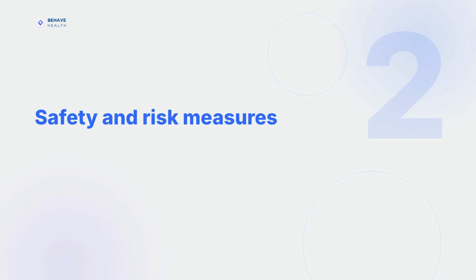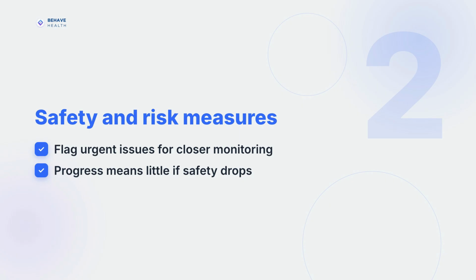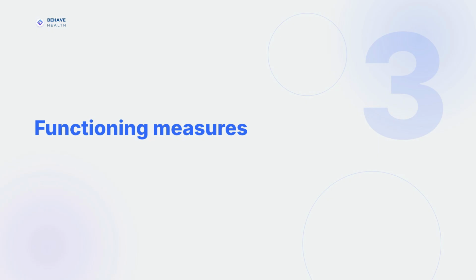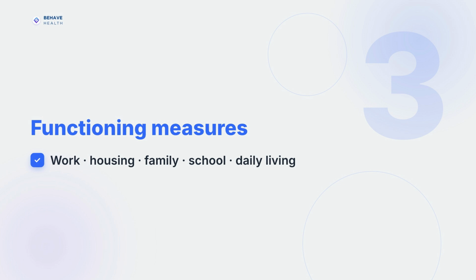Type 2. Safety and risk measures. Risk screening helps clinicians identify urgent issues that require closer monitoring or a different level of care. These measures matter because progress is not meaningful if safety is deteriorating. Type 3. Functioning measures. Outcomes are not limited to symptom reduction. Many programs also care about work stability, housing stability, family functioning, school participation, and daily living skills.